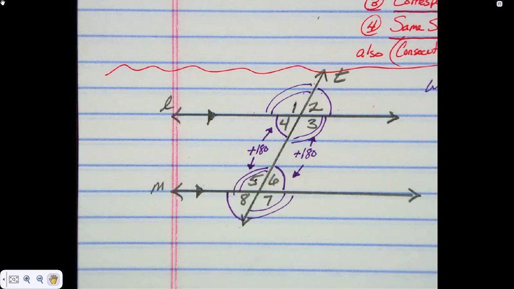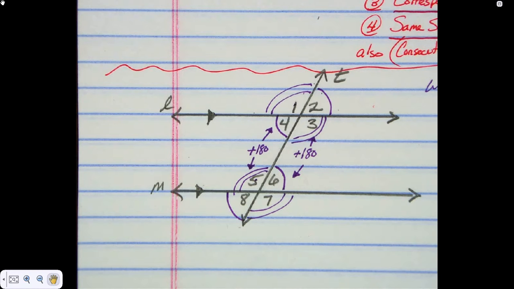Angle 3 and angle 1, are they kind of opposite or alternate? What are they? Congruent, right? Do they add to 180? No, they're congruent. So far, the ones that were opposite each other or alternate are what? Congruent. The ones that are beside or on top of each other, what do they do? Equal 180.